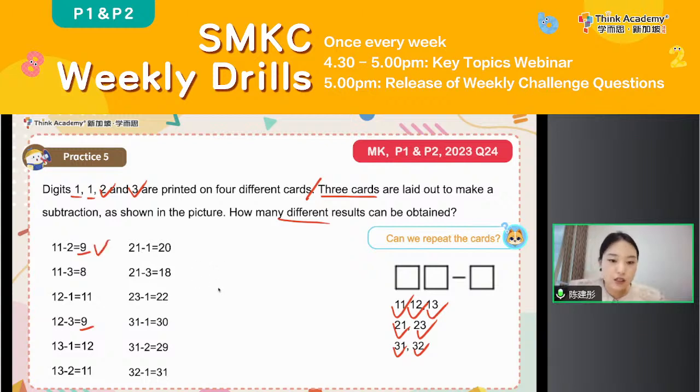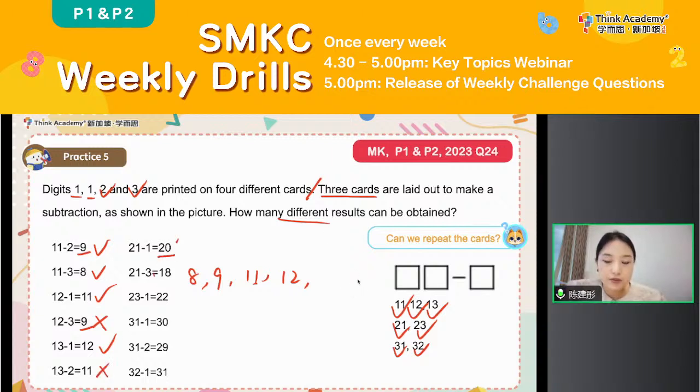Firstly, we got a 9, we list here, and then an 8. Is it repeated? No. Let's list in order. This is 8, the smallest one, and then the 9, and then 11. And then this 9 we listed already, so cancel it. And then how about the 12? Yes, we can have the 12. And then how about the 11? No, we have 11 already, so this one no need.